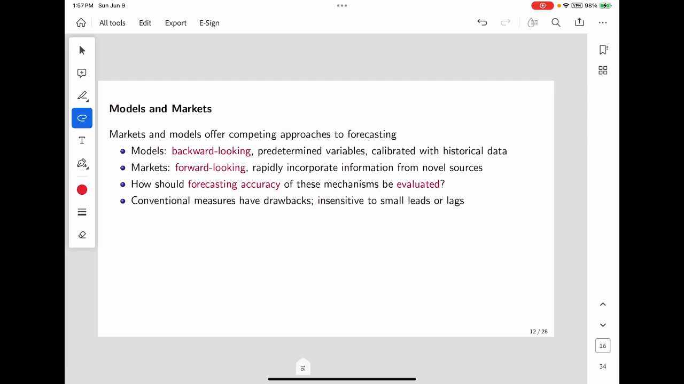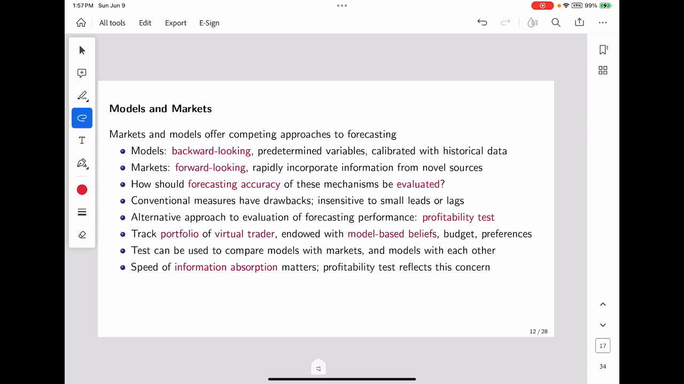But the timing of the prediction is extremely important. And in this case, you might want a measure that captures the fact that model A is much more valuable than model B because it reaches the same conclusions faster.